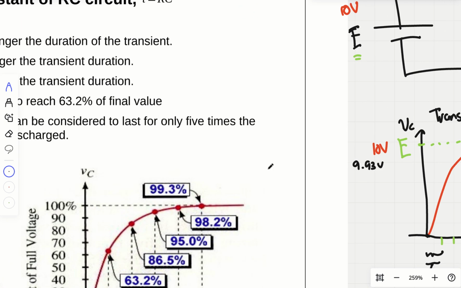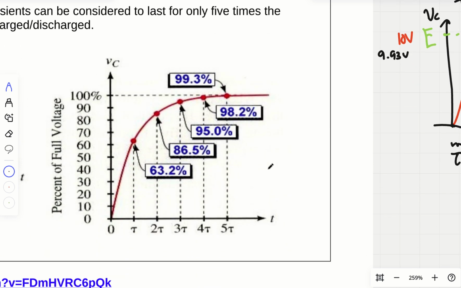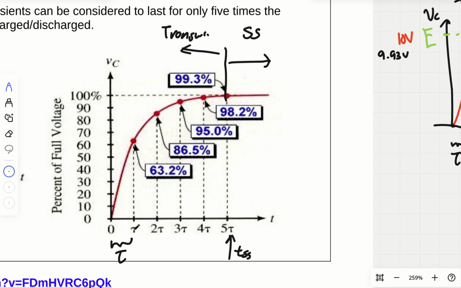We can see over here in this curve, which shows the charging of the capacitor, it takes 5 time constants to reach the maximum value. Beyond this is the steady state, and this is transient. This is the time to reach steady state, and this is one time constant.